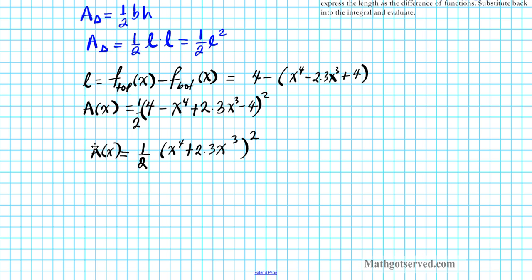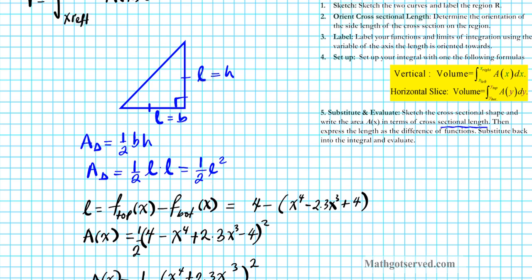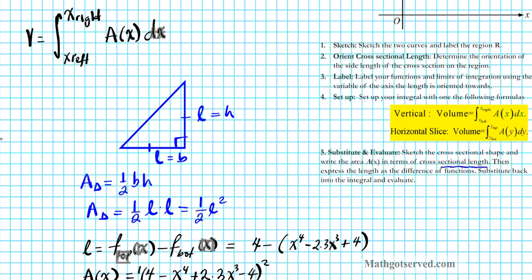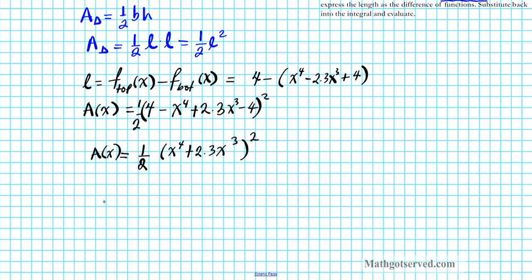Now that we know what A of x is, we're going to plug that right back into the original formula, also implementing our limits of integration. So the volume is going to be the integral from 0, that was a, to b, which is 2.3, of A of x, which is 1/2 times, should be a minus here, negative x to the 4th plus 2.3 x to the 3rd power, raised to the 2nd power, dx. We're simply plugging this expression into our calculator to see the value of our volume.